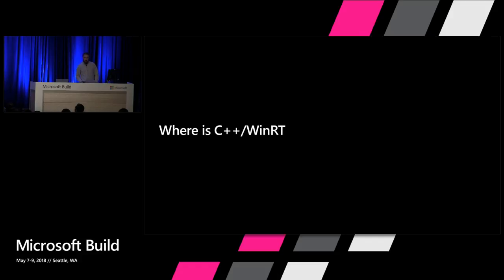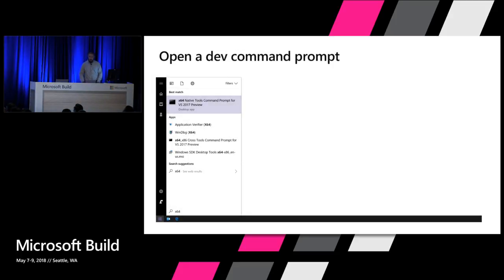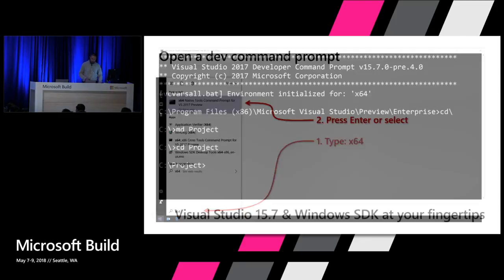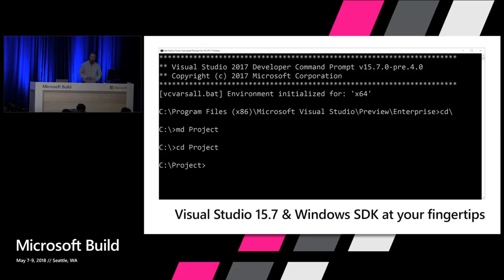So I want to switch gears a little bit and talk about some of the stuff that Brent spoke about, but looking behind the scenes, a little deeper, to show you exactly what's going on and where you can get at this yourself. Let's say you don't like Visual Studio, you use some other tool chain, that's fine. You should be able to plug in directly yourself. Where I usually begin is with the dev command prompt. I type x86 in the start menu, and up there you'll see the shortcut for the x64 native tools command prompt. From there, you really have Visual Studio 15.7 and the Windows SDK at your fingertips.